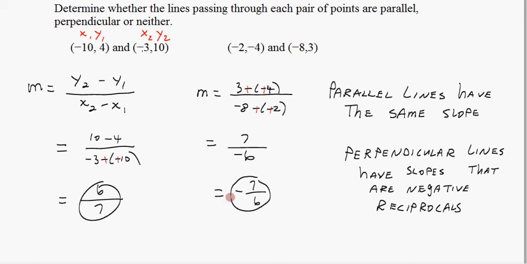Now, it's worth mentioning that if this had turned out to be 6 over 7, then we would be saying the lines are parallel. Or if this had been anything else besides what it turned out to be, or besides 6 over 7, then we'd say, well, then it's neither one. They're not parallel, they're not perpendicular, so it would be neither.